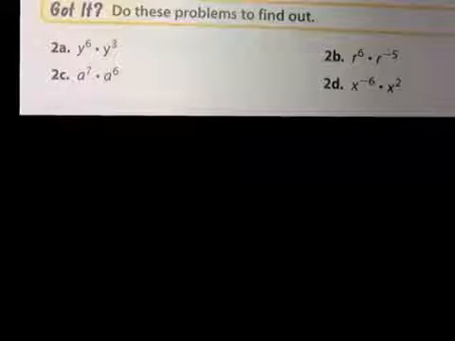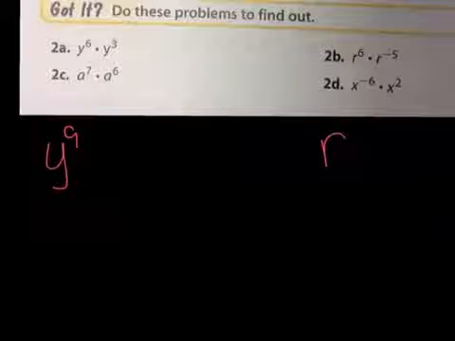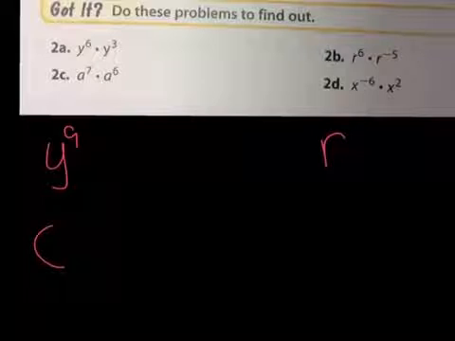Pause now. Okay, so we have the same base. For 2a, we have y, and then we have 6 plus 3. It's y to the power of 9. For b, we have r as our base, and now we have 6 plus negative 5. It's just going to be r to the power of 1, right? We just keep it as r. For c, we have 7 plus 6, which is going to be c to the power of 13.